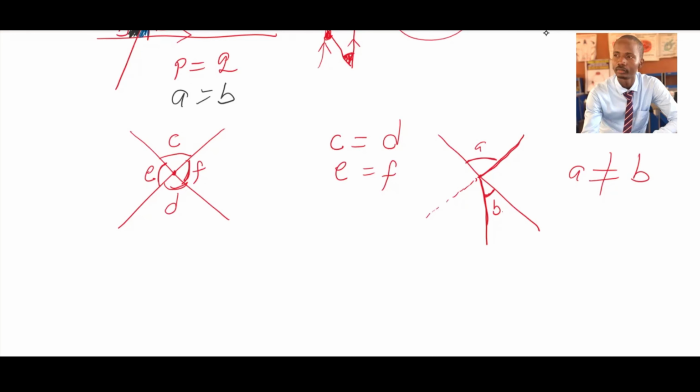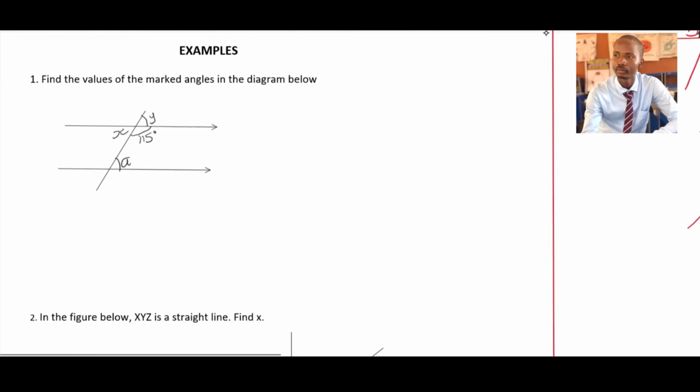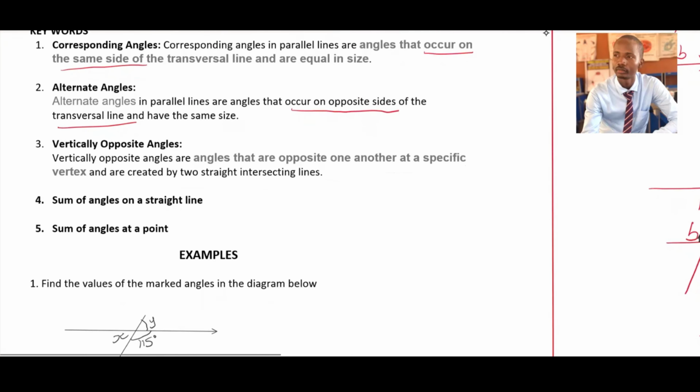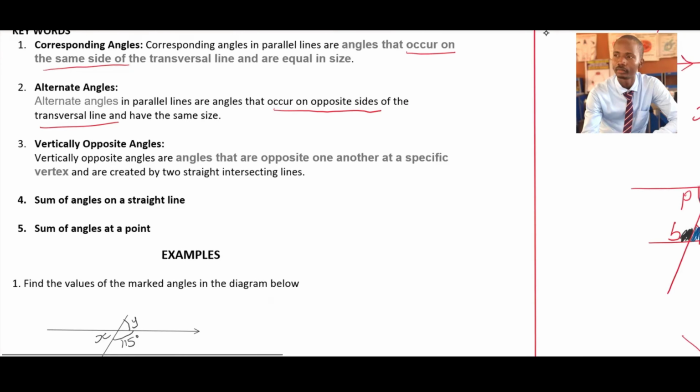So at this point, we cannot say that A is equal to B. No, it is not vertically opposite. All right, so moving on real quick. The sum of angles on a straight line. So we know that the sum of angles on a straight line is 180 degrees.